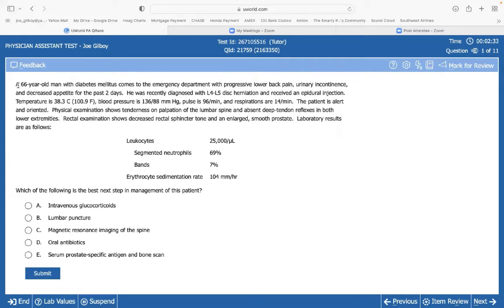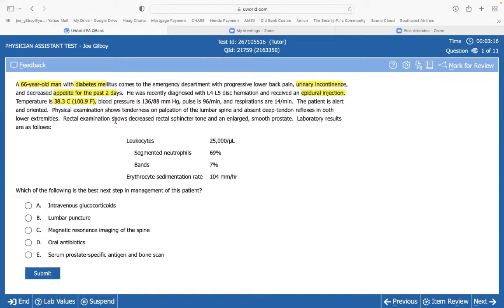So how would I break this question down? I got a 66-year-old guy who comes in with diabetes and progressive low back pain. And he's got urinary incontinence. You're like, oh, that can't be good. And decreased appetite for 2 days. He was recently diagnosed with an L4-L5 herniation and received an epidural injection. You're like, okay. And I always tell everybody, about halfway through the question, stop. Just stop. So he's 66, he's got urinary incontinence, and you gave him an epidural injection. He's febrile. Blood pressure is fine. Pulse is fine. I'm going to leave all that alone. Remember, if it's normal, drop it.